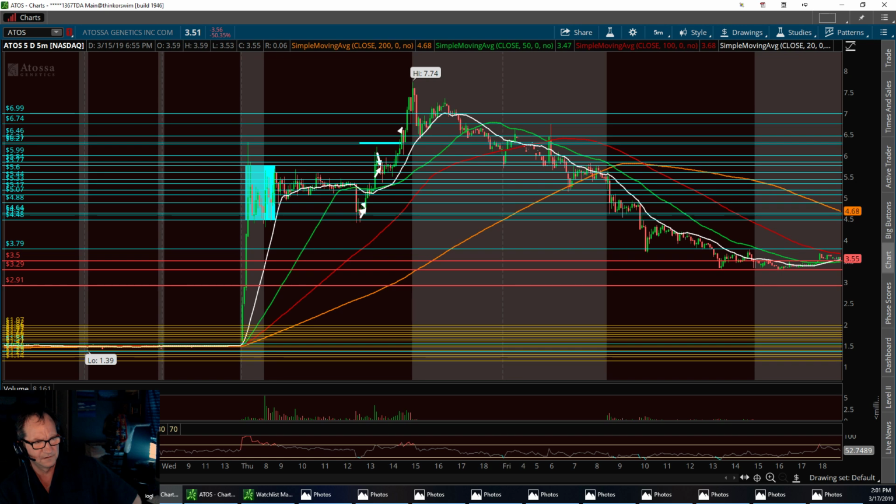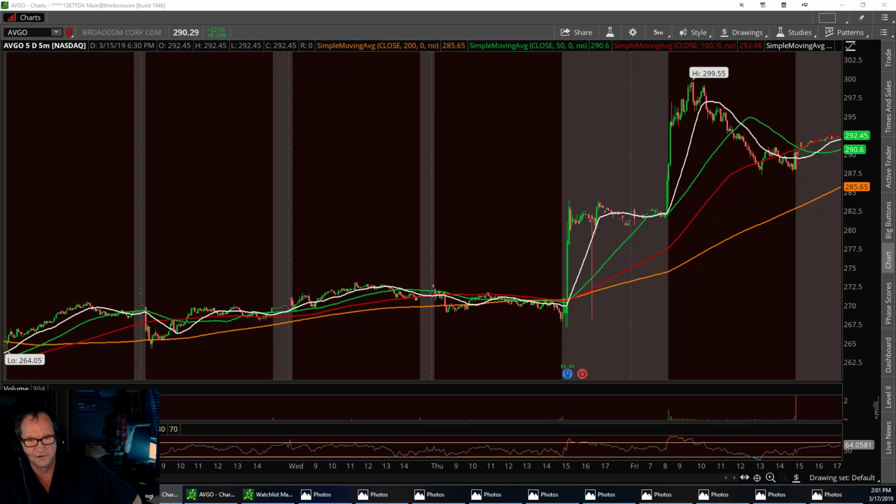And here's, let's look at a couple more. AVGO. You see the stock, it respects the 20 SMA. It moves on above it, still respected, but once these moving averages started going down below the 50 and the 100, it started showing a sign of weakness.